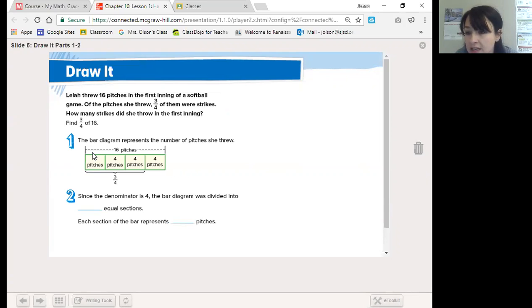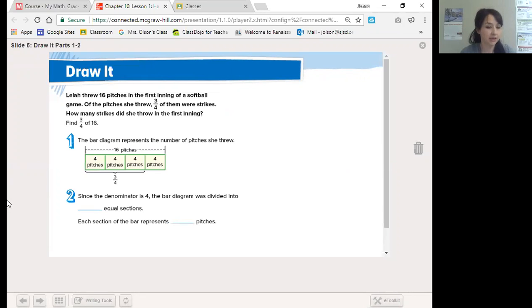So what we need to do is equally divide 16 into 4 equal groups. So if I divide 16 by 4, I know that I have 4 pitches in each equal group. And then we can find how many are in 3 of those groups. So since the denominator is 4, the bar diagram was divided into how many equal sections? I hope you said 4. Then each section of the bar represents how many pitches? Each section represents 4 pitches. We know this because 4 times 4 groups equals 16, and there were 16 pitches, correct?